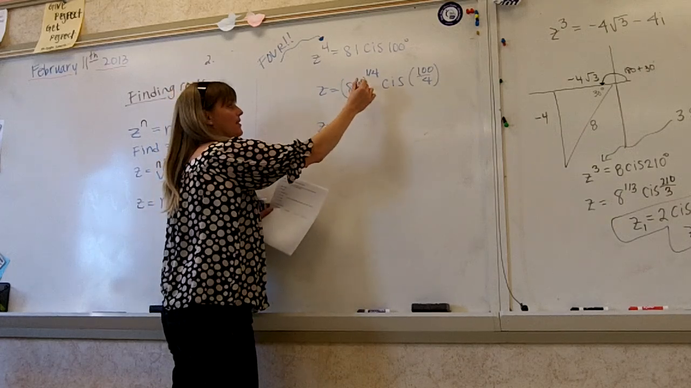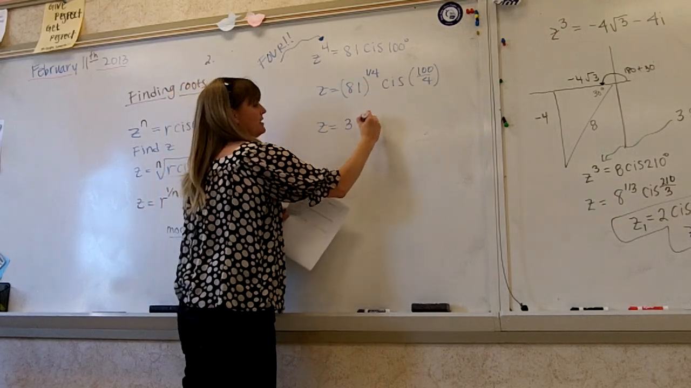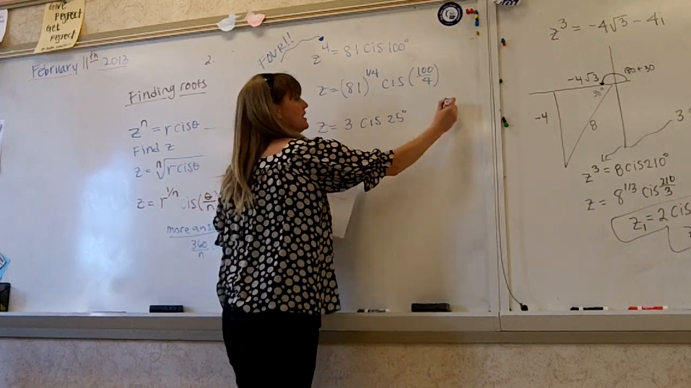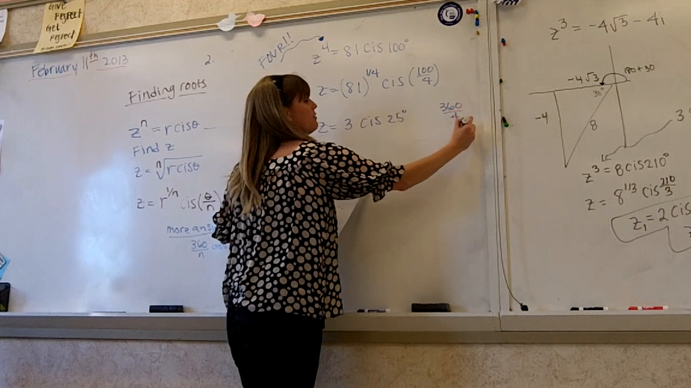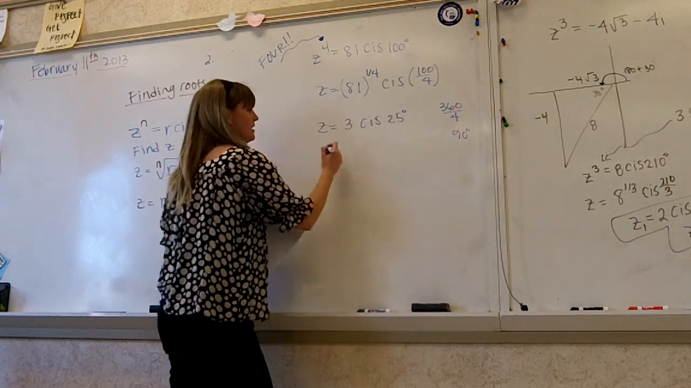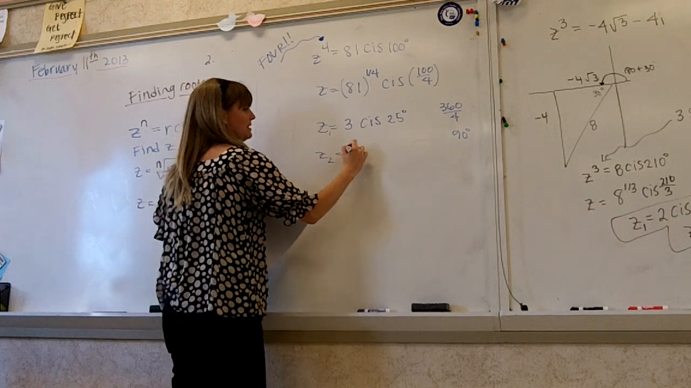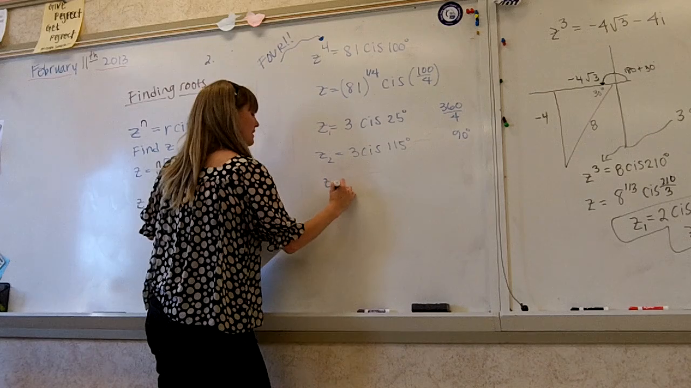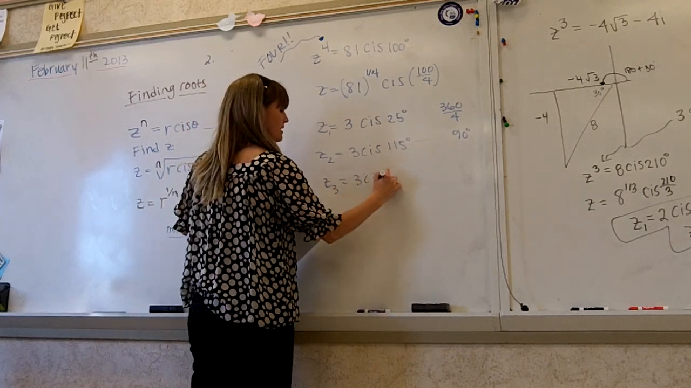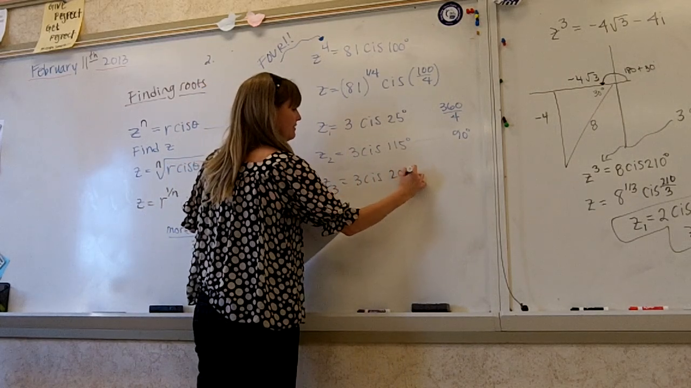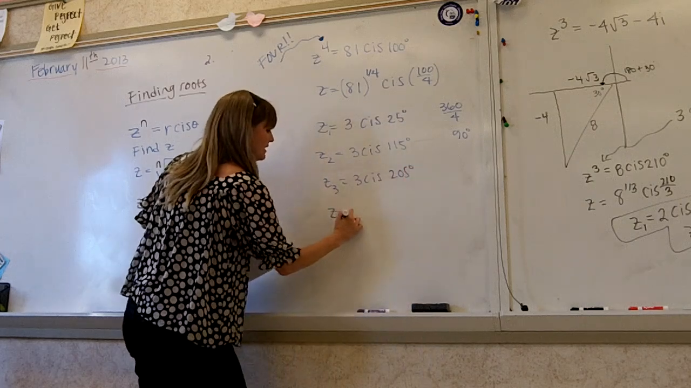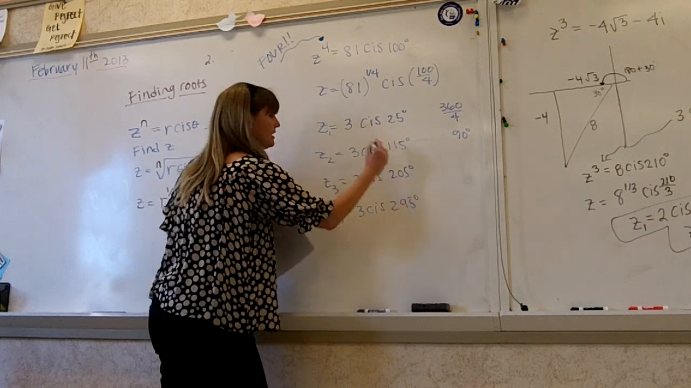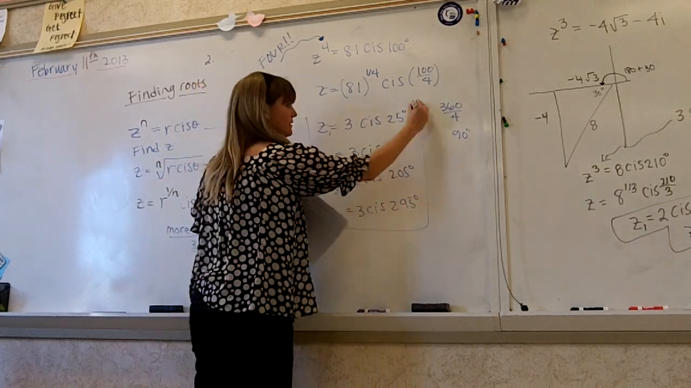Okay, so 81 to the 1/4 power is 3, and this is cis of 25 degrees. And then to find the rest of the solutions, all I have to do is 360 divided by 4, which is 90. So there's my first one. Here's my second one, 115. I keep going until I get to 4, 205. And finally, the last one is 3 cis 295 degrees, and those would be your 4 solutions.